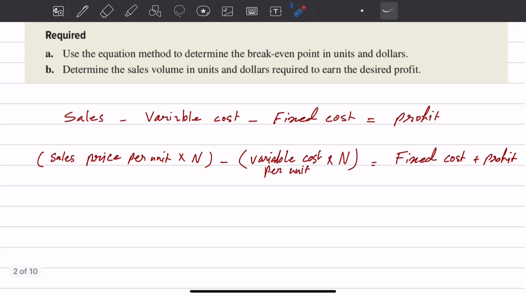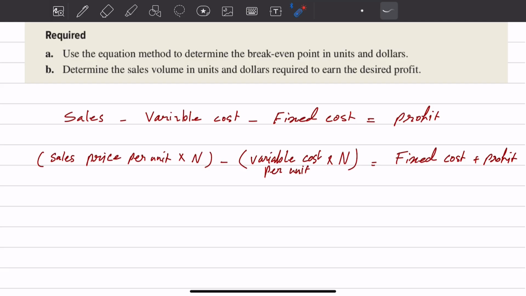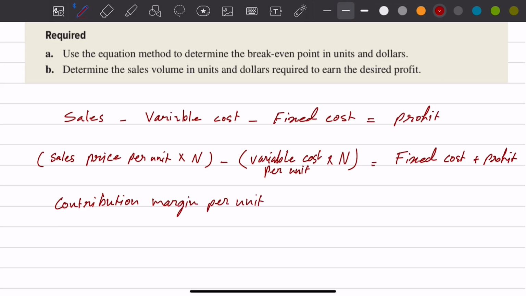Now if we look at these two together, we might remember that the selling price minus the variable costs equals the contribution margin. So we can further adjust our formula to become contribution margin per unit multiplied by N is also going to equal our fixed cost plus our profit. Okay.